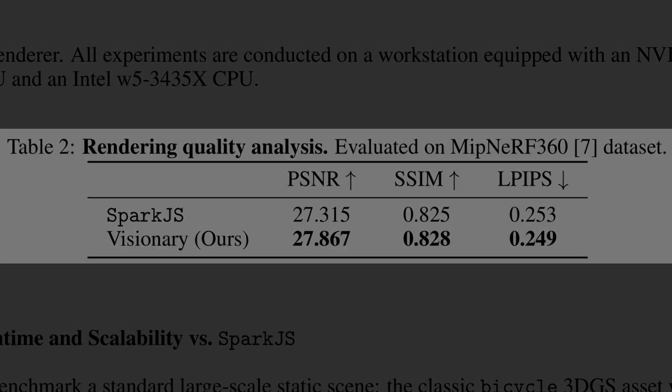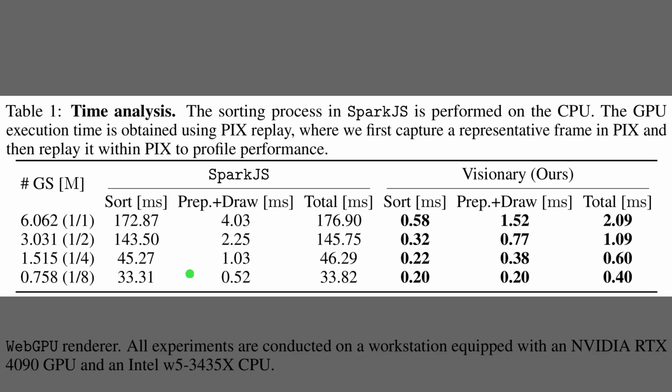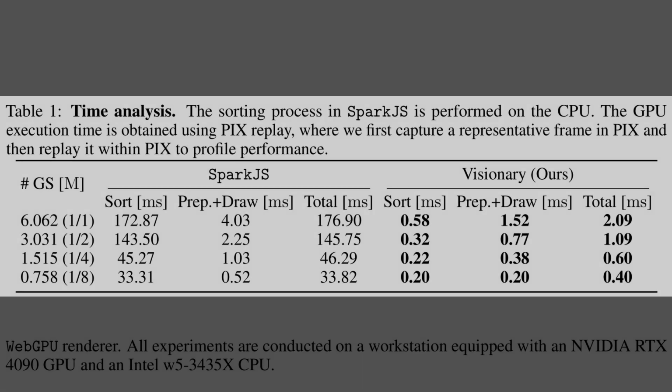Table 1 shows that Visionary slashes frame time, mainly by moving the expensive sorting step from the CPU to the GPU. The table body compares Spark.js on the left, with Visionary on the right across different numbers of Gaussians. For every scene scale, Spark.js spends tens to hundreds of milliseconds on sorting, while Visionary keeps sorting under 1 millisecond. The preparation and drawing times are also lower, so total frame latency drops from about 177 milliseconds to roughly 2 milliseconds at full resolution.